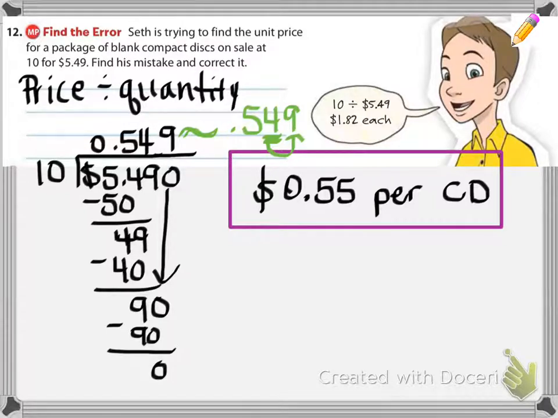Okay, so you've got to keep the order correct, and you have to make sure if money's involved that you are rounding it to dollars and cents and rounding it to the nearest hundredth.